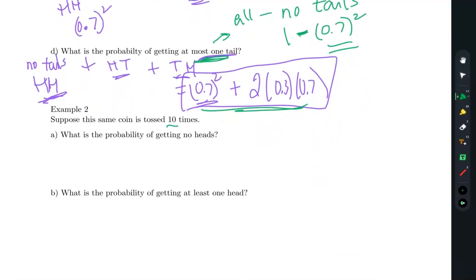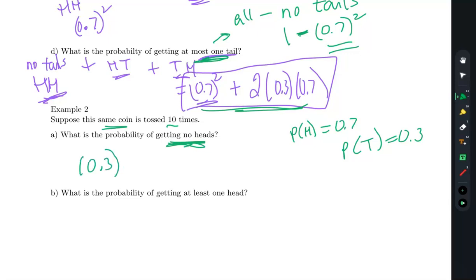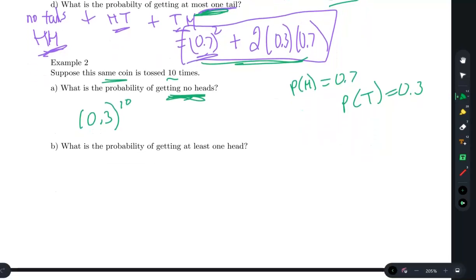All right, let's toss it 10 times. Same coin, right? So let me just write here. The probability of heads is 0.7. The probability of tails is 0.3. So what's the probability of getting no heads? So that means every time I toss it, I get the tail. And so that would be 0.3 to the 10th power.